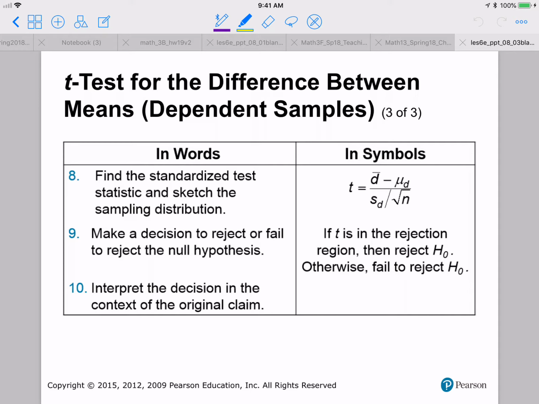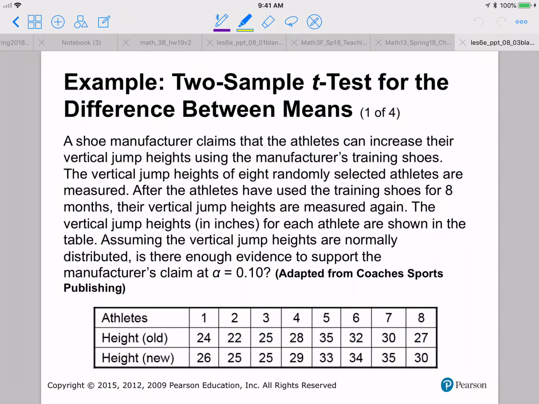Okay, so this is again the same major process that we've been using since chapter 7, the beginning of chapter 7. So I'm not going to go over it in the same amount of detail. Let's jump straight to this example. Okay, so a shoe manufacturer, well, I don't need to read it to you. I'll pause, you can pause and read it.